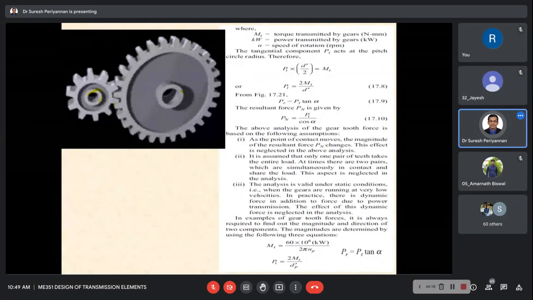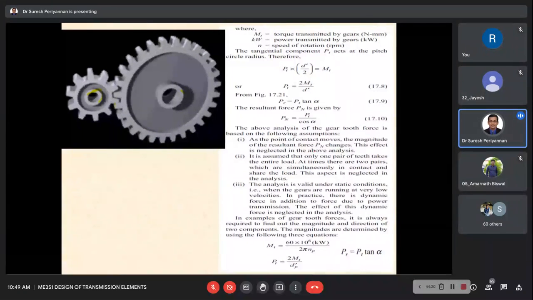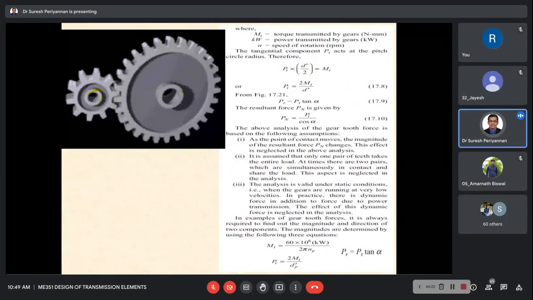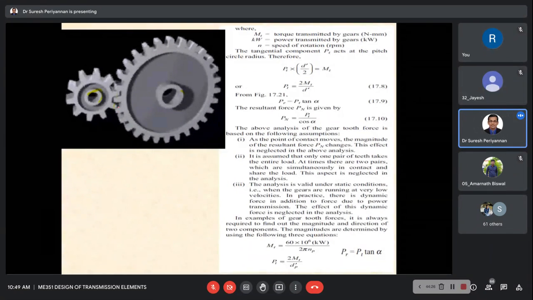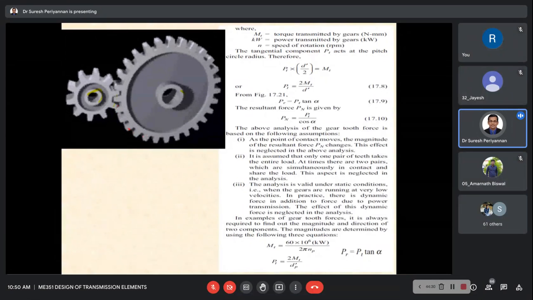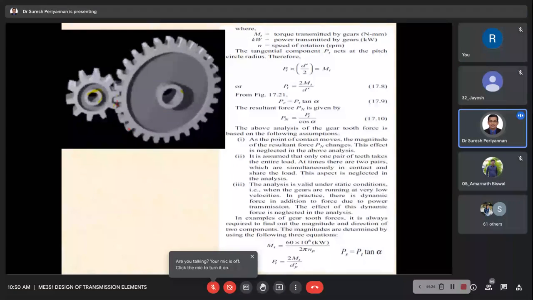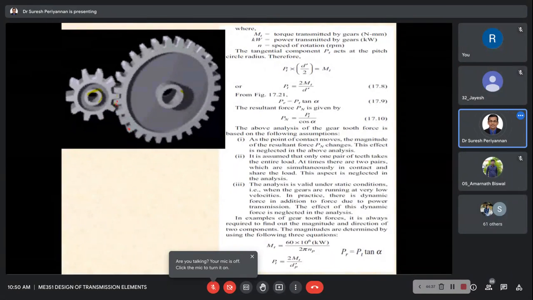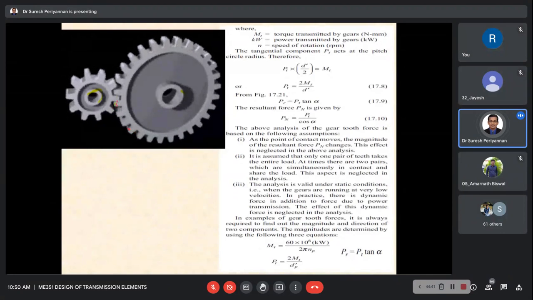As the point of contact moves, the magnitude of the resultant force Pn also changes. Now see here, that's why I put this video here. This is the contact point of the gear. But the contact point changes. While running in dynamic condition, the contact point changes slowly.